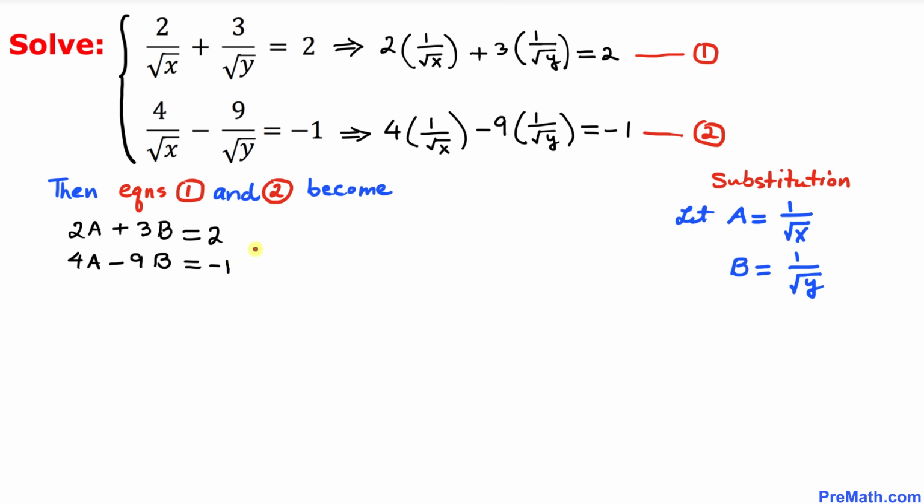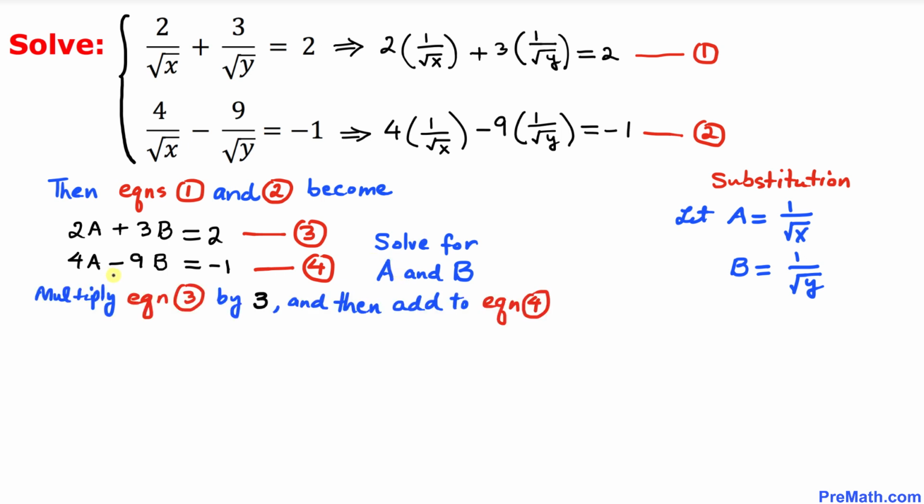Now let me call these equations, this one as equation number 3 and this as equation number 4. Now we are going to solve equations 3 and 4 for a and b values, and we are going to use the elimination method. In order to use the elimination method, we are going to multiply equation 3 by 3 across the board. So equation 3 is going to become 6a plus 9b equals 6. Now we are going to add this equation to equation 4. And here's our equation 4. Let's go ahead and add them.